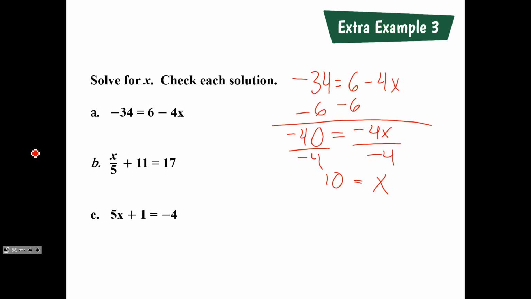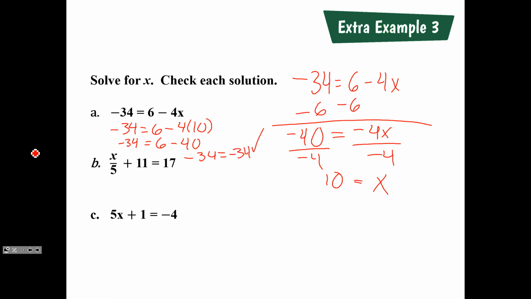All we do is plug it in here. We have negative 34 equals 6 minus 4 times 10. Well, 4 times 10, that's 40. Remember, we're still subtracting. 6 minus 40 is what? Negative 34. So does our equation check out? It does, so that means our solution's right.